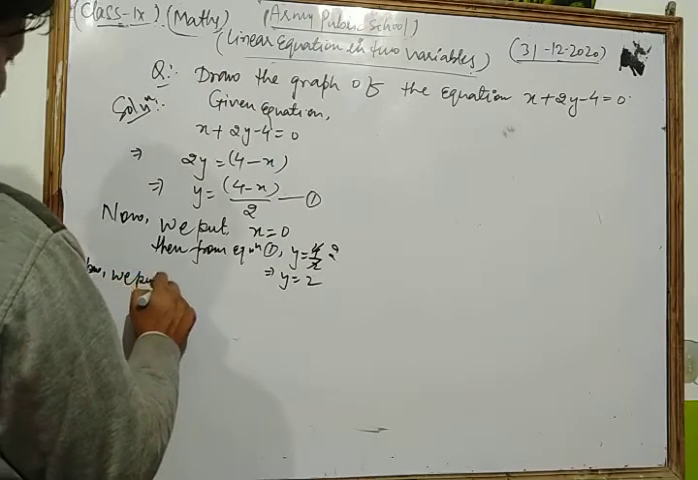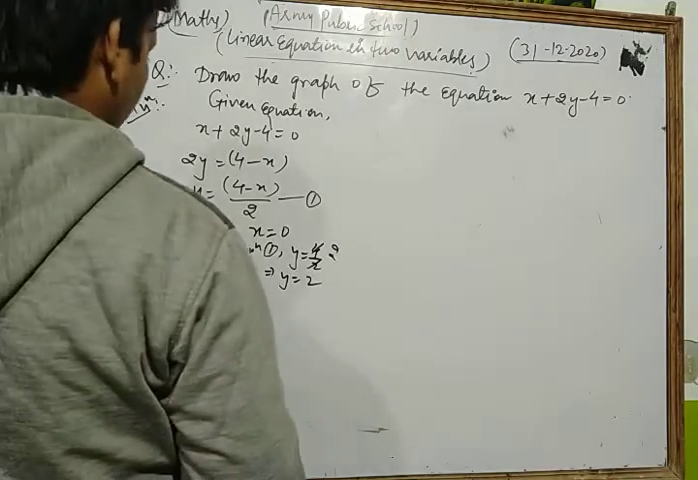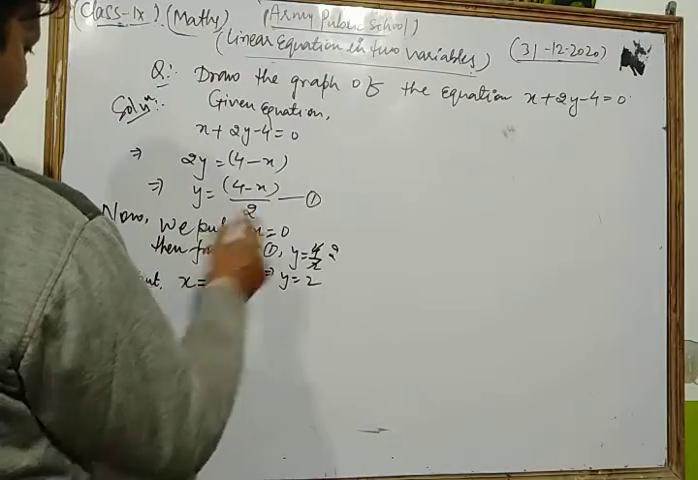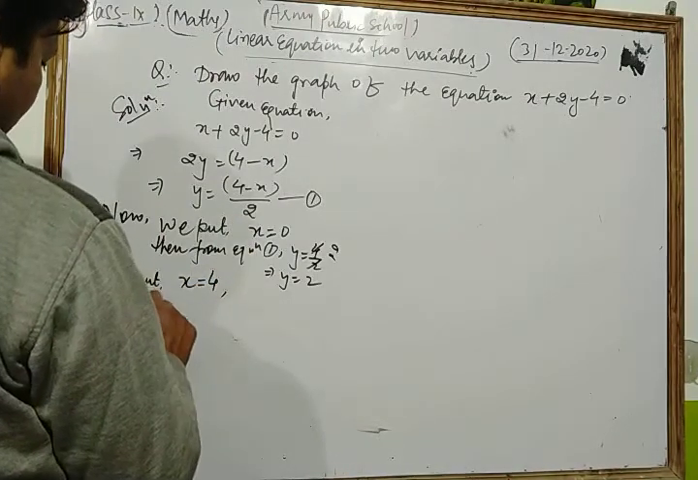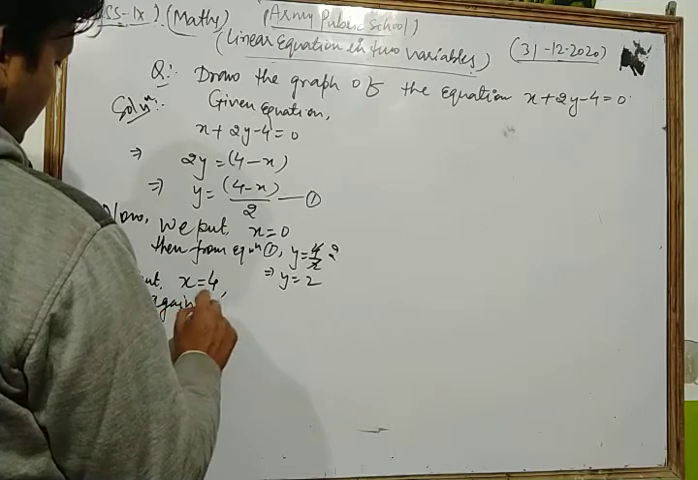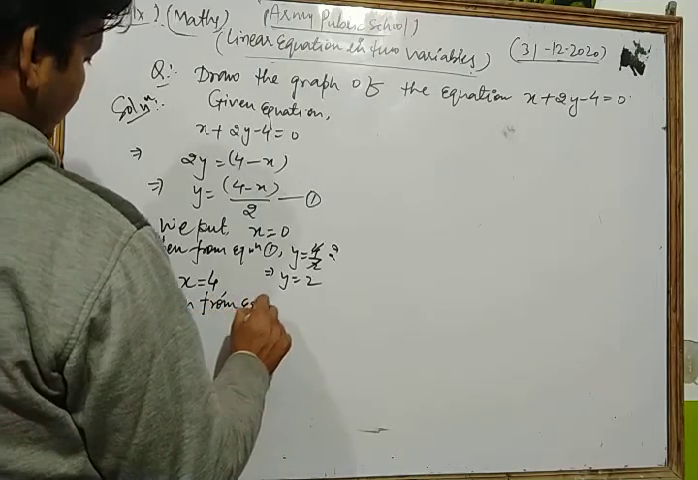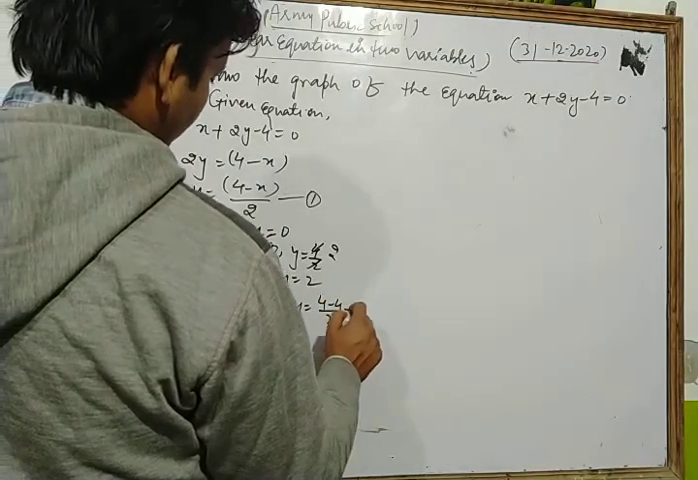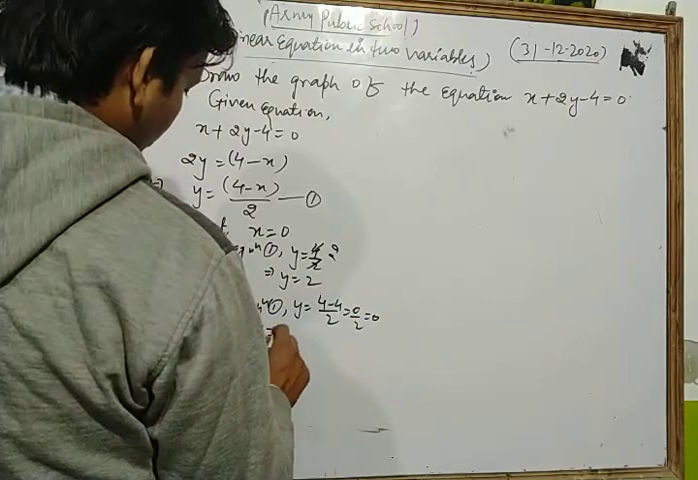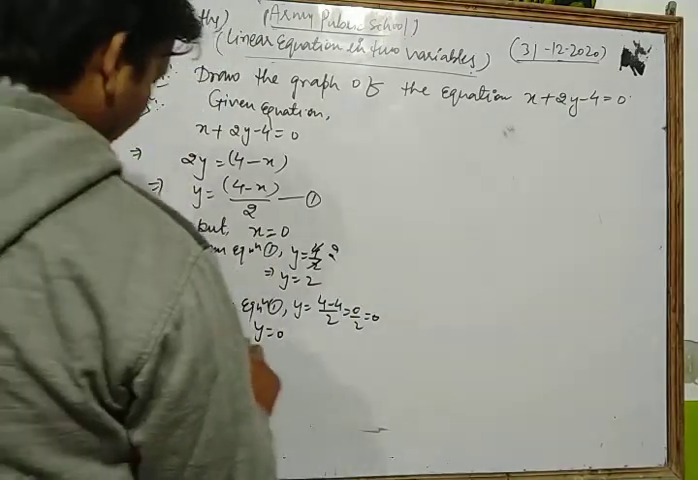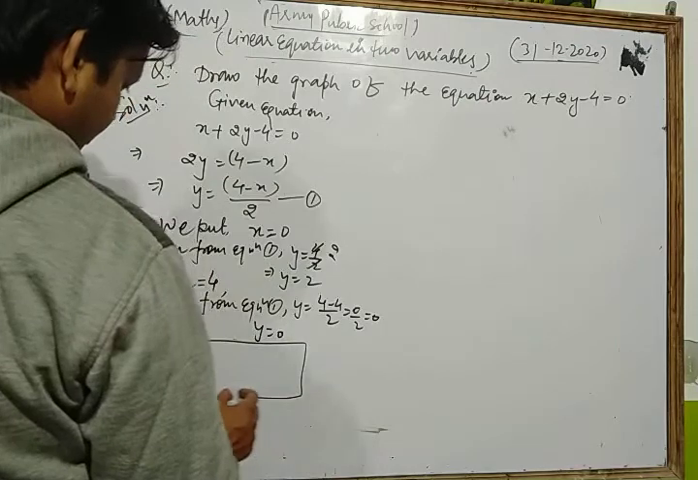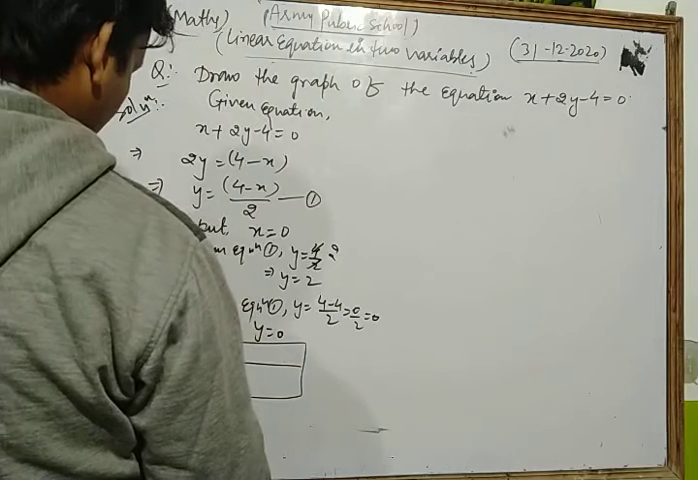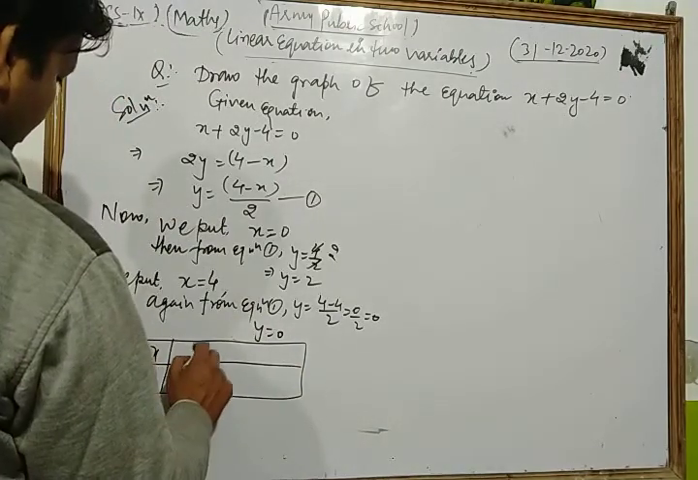Now we put x is equal to 4. Then again from equation 1, y is equal to (4 minus 4) upon 2, that is 0 upon 2, that is 0. Now y is equal to 0. Thus, in this way, suppose that this is x, this is y.